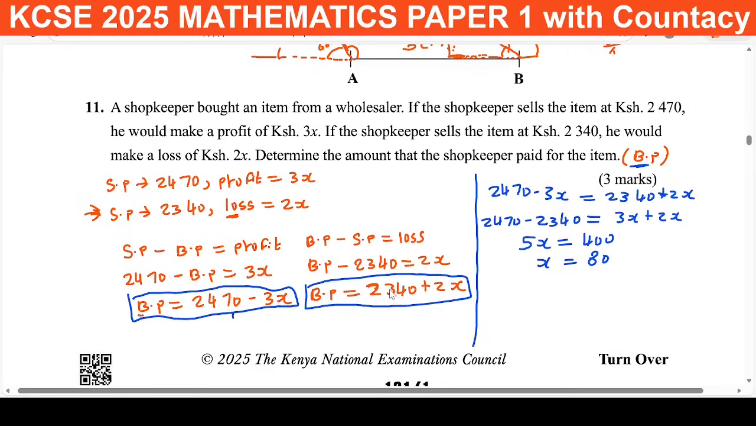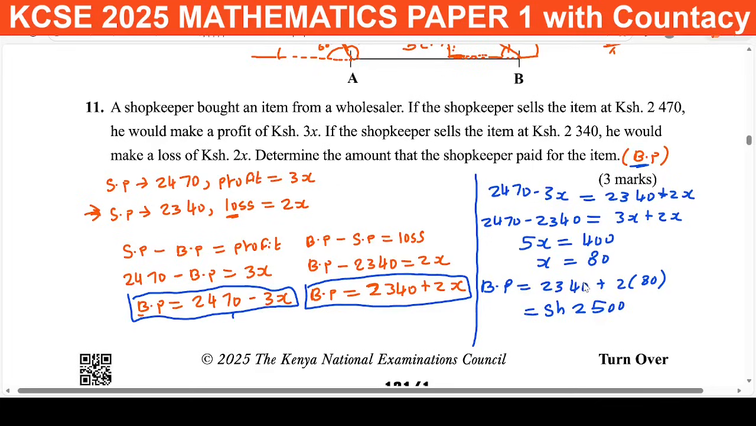Which one would you like us to use between this one and this one? Personally, I don't like doing a lot of subtraction, therefore I would choose to go with this one where we are having addition. So buying price will be equivalent to 2340 plus 2 multiplied by 80. 80 by 2, that's 160. If we add it here, it's like 2300 plus 200, which will give you shillings 2500.